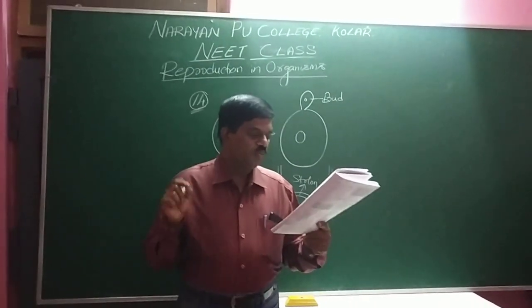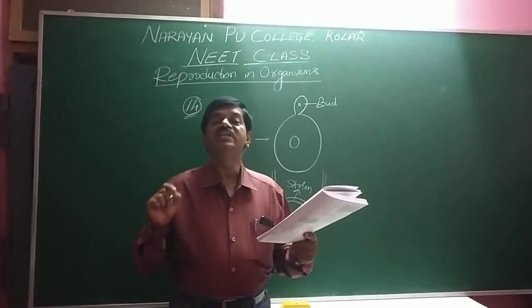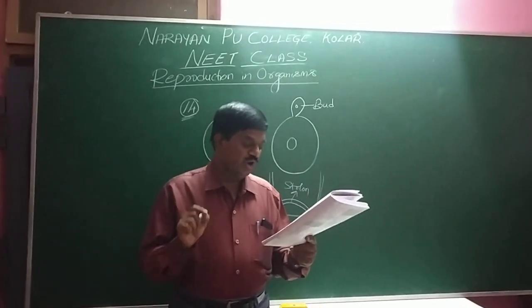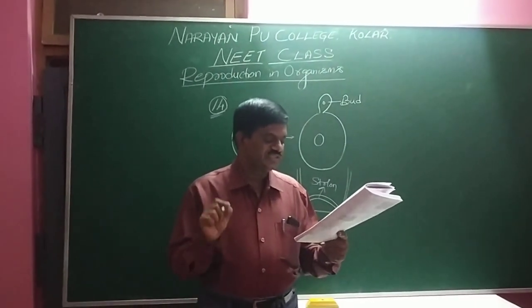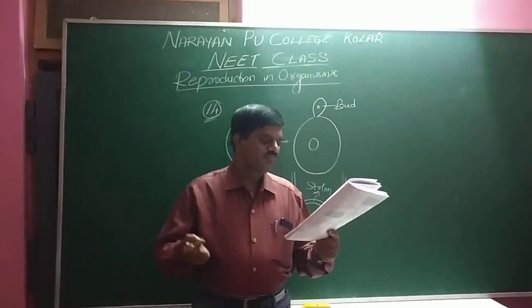The third option, 1 breeding season in a year. So this is the right option. Only once does it reproduce in a year, so it is called a breeding season in a year. This is the right option.